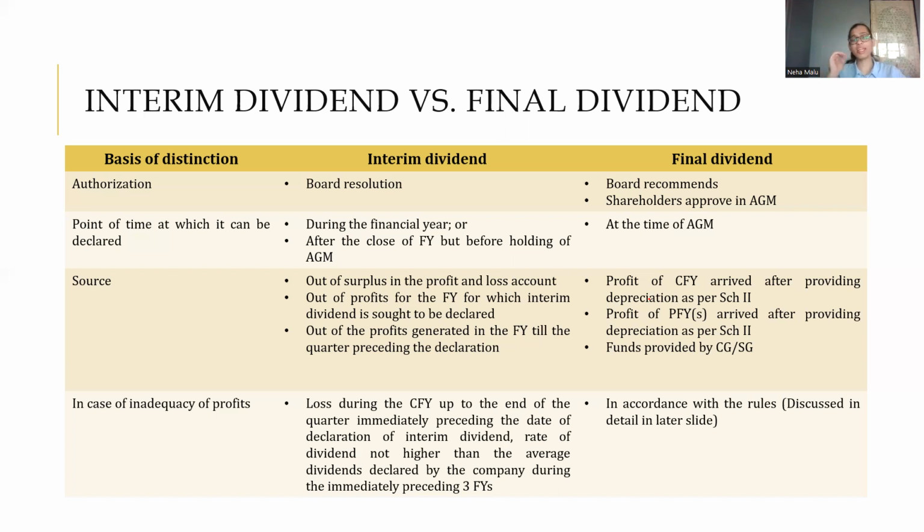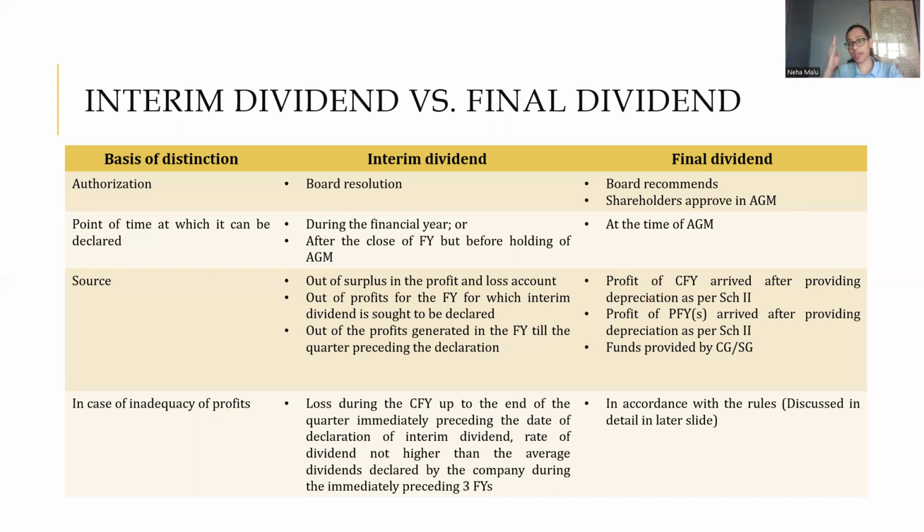Now, when it comes to inadequacy of profit, for example, there is a loss during the current financial year up to the end of the quarter immediately preceding the date of declaration of interim dividend. Then in that particular situation, the maximum dividend that can be declared cannot exceed the average of the rate of dividend declared in the preceding three financial years. So this is with respect to the interim dividend.